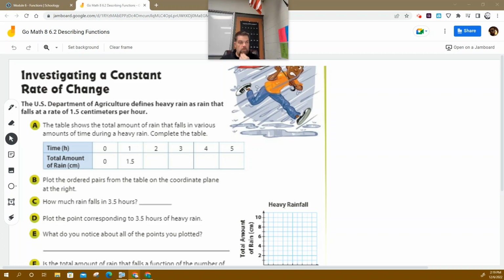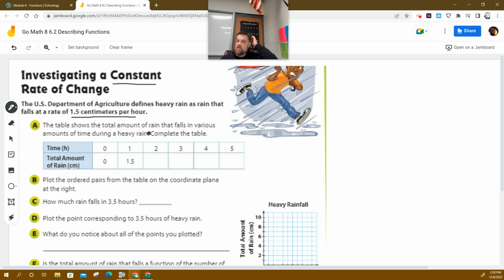All right, so investigating a constant rate of change. The U.S. Department of Agriculture defines heavy rain as rain that falls at a rate of 1.5 centimeters per hour. Okay? Now, whenever we see something per something, that's kind of a constant rate of change. That means that the rate does not change, right? So constant means unchanging change.